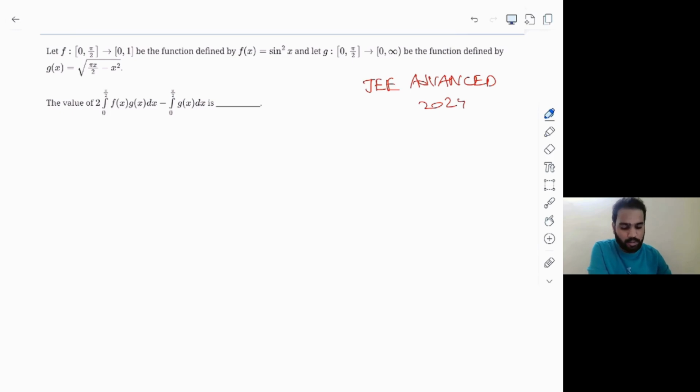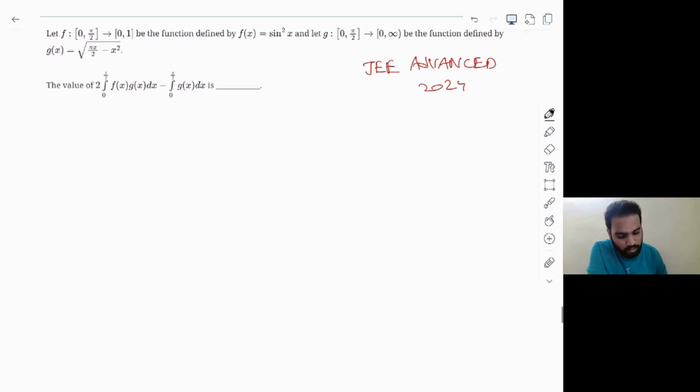Let's take the first question in this category. This is a question from JEE Advanced 2024. Two functions f of x and g of x are given to us, and we need to evaluate 2 into integral 0 to pi by 2 f into g minus integral 0 to pi by 2 g of x dx. Okay. So the main thing in this question is you need to analyze the first integration here. So let's take it as some capital I.